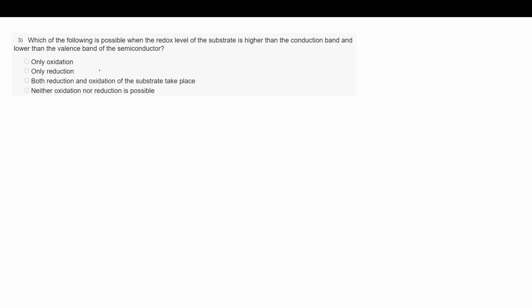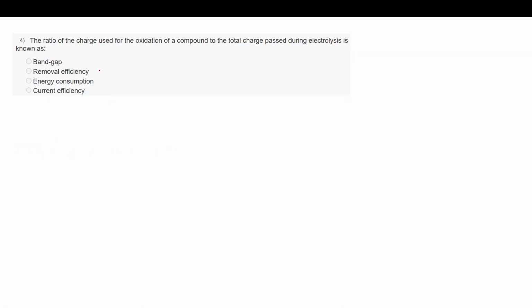Next is, which of the following is possible when the redox level of the substrate is higher than the conduction band and lower than the valence band of the semiconductor? So depending on the levels of the conduction band and the valence band, the reactions are possible. So here, if you have the redox level of the substrate higher than the conduction band and lower than the valence band, neither oxidation nor reduction is possible, right?